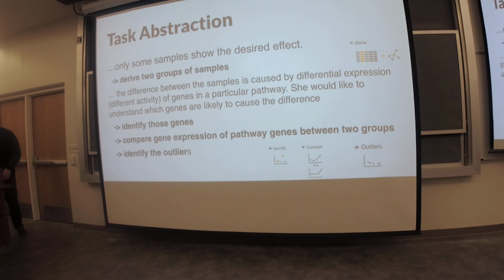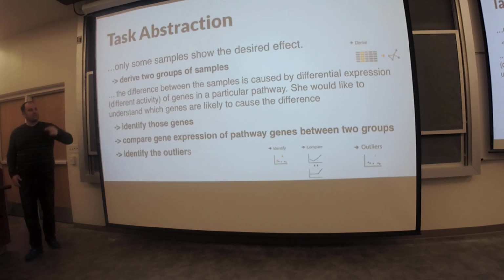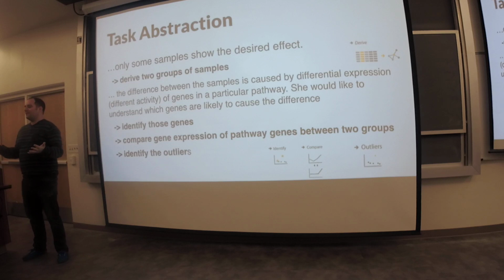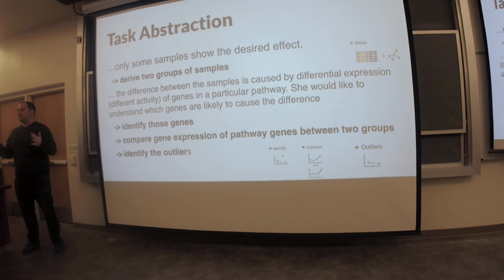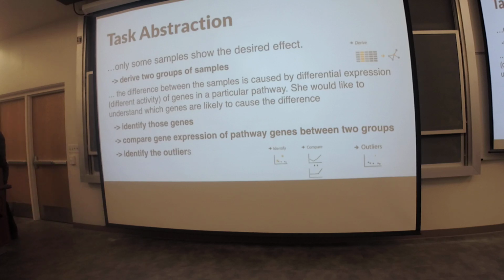If you think about this, the task abstraction is: like she said, only some samples show the desired effect. So what we have here is actually two groups, right? We can do a data derivation step and say we have those that respond and those that don't respond, and create a new categorical attribute to separate those two samples. Then we have in the text here the difference between the samples is caused by differential expression, different activity of genes in a particular pathway.